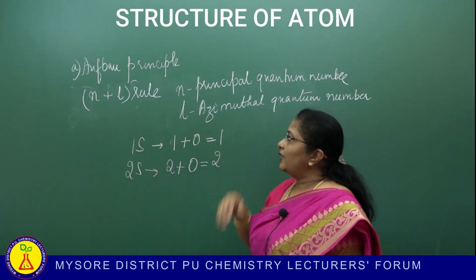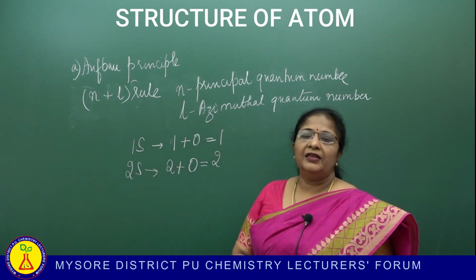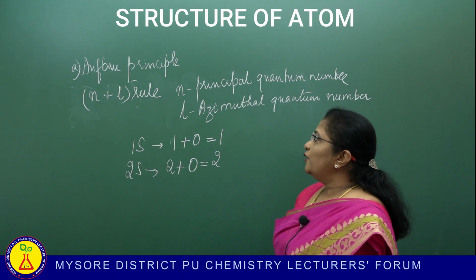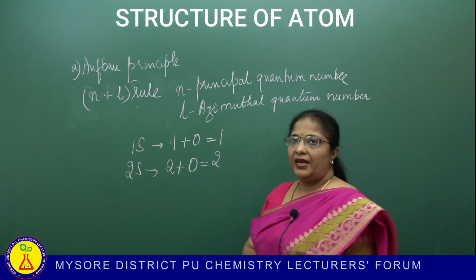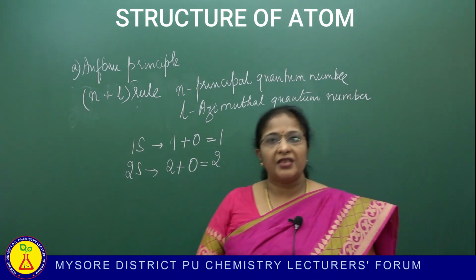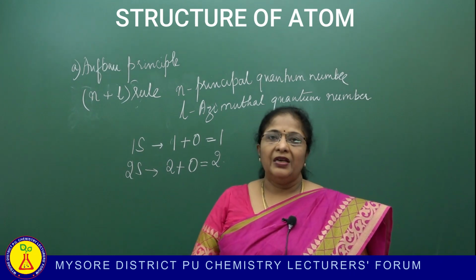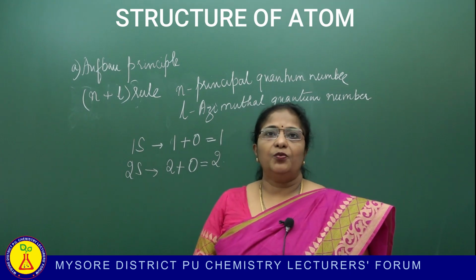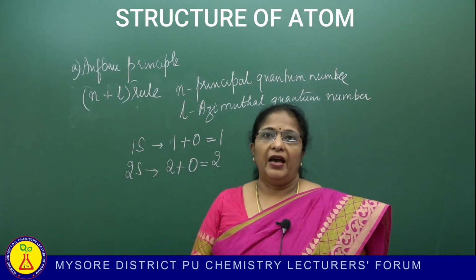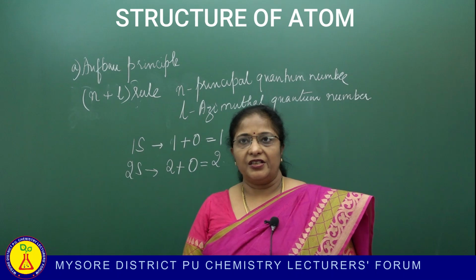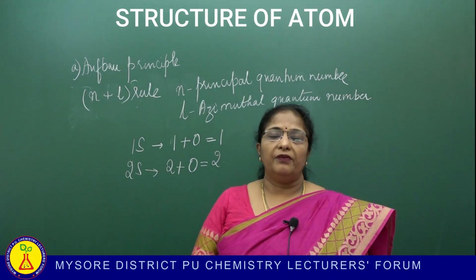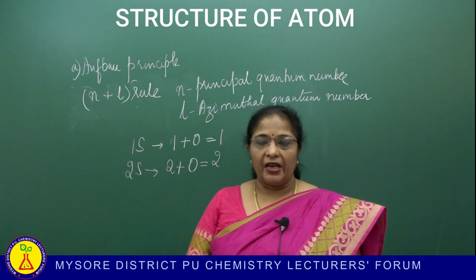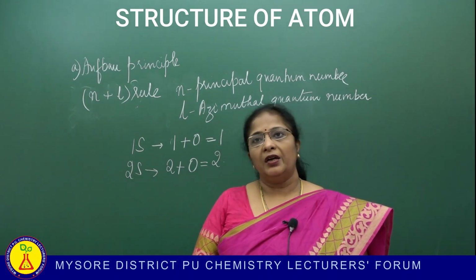Again there is another part in this n plus L rule which says that if the value of n plus L is the same, then the orbital which has the higher value of n will have a higher energy, and the orbital which has the lower value of n will have a lower energy.